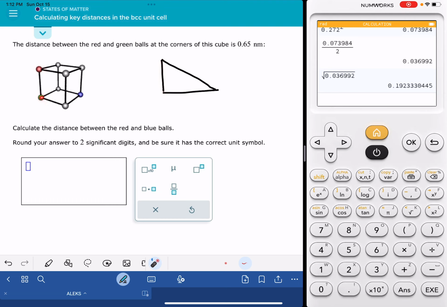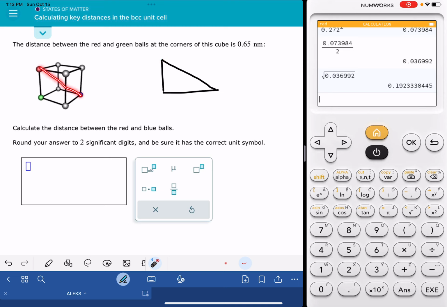You've got a distance between 2 spheres that spans across the face diagonally. It spans diagonally across the face of your unit cell, and that's going to be this length of the triangle right here. And then you also have a relationship between 2 spheres that spans through the center of your unit cell. That's a long distance, and that's going to be represented by this portion of the triangle.